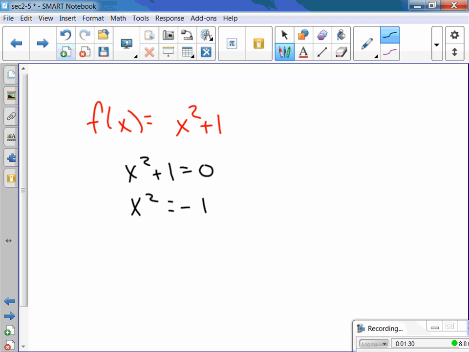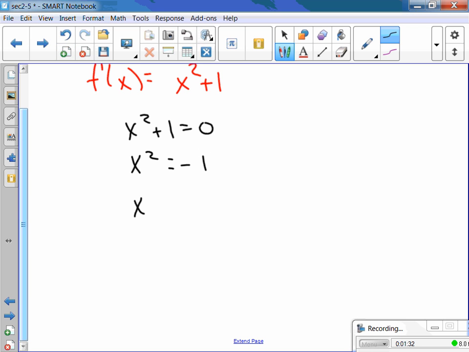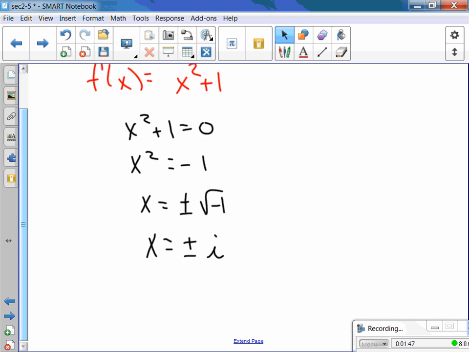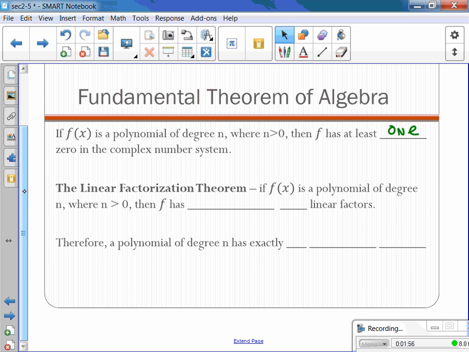Square root of both sides. This equals plus or minus i. There are the two zeros. Negative i and positive i. No real zeros here at all. This is where, again, the fundamental theorem says it has at least 1 zero in the complex number system. It doesn't have to be in the real numbers.